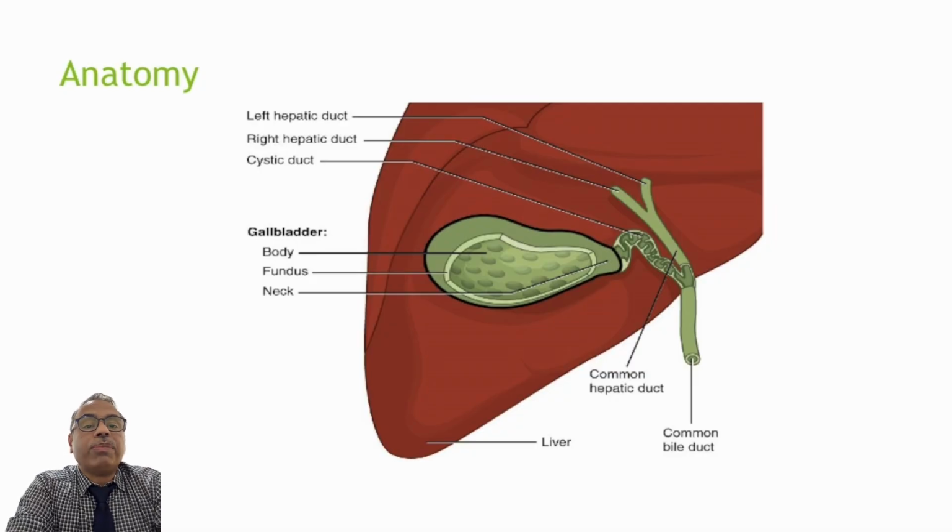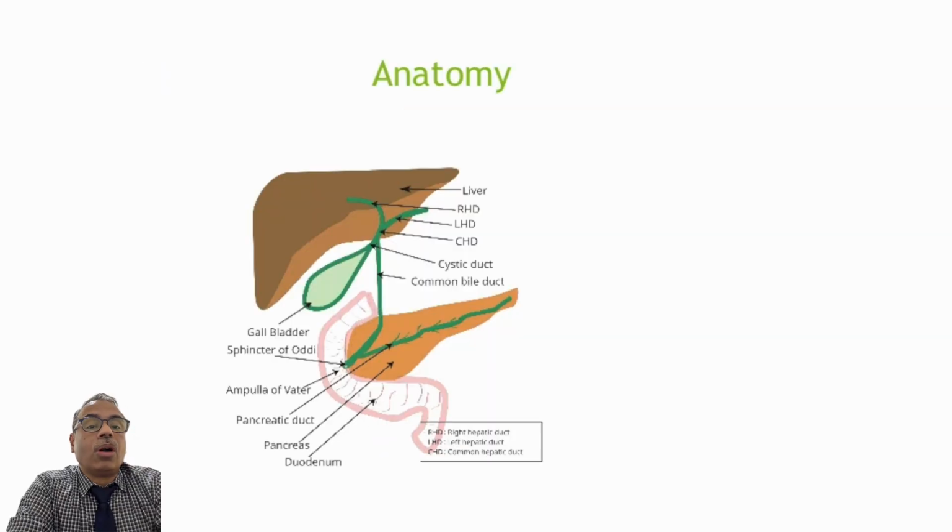Just to revise the anatomy of the biliary system, it consists of the gallbladder, which stores the bile, and from the gallbladder the bile flows into the duodenum through the cystic duct. This cystic duct joins the common hepatic duct, which is formed by the right and the left hepatic ducts. When the cystic duct joins the common hepatic duct, it forms the common bile duct, which enters the second part of the duodenum, as this diagram suggests, at the ampulla of Vater.